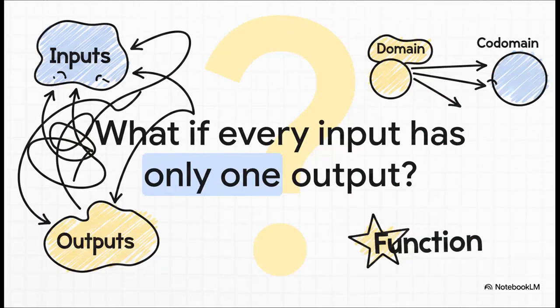And all of this brings us to one final, really important thought. A relation can be any collection of pairs. It can be messy, it can be chaotic. But what if we add one more rule? What if we create a special type of relation where every single input, every single element in the domain, is paired with exactly one output? Well, that very special, very neat and tidy type of relation has a name, and it happens to be one of the most important ideas in all of mathematics.